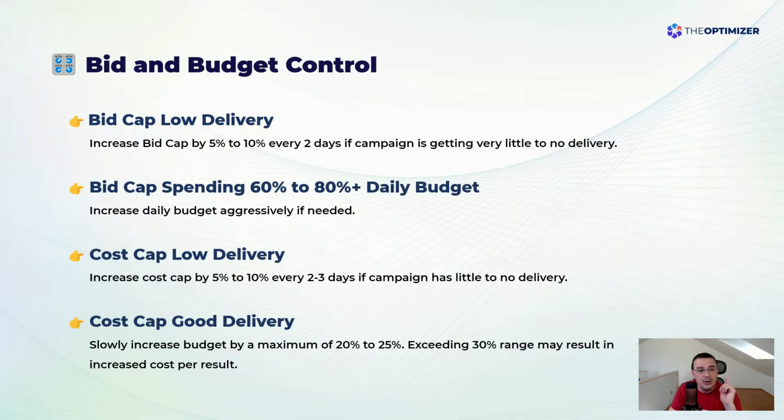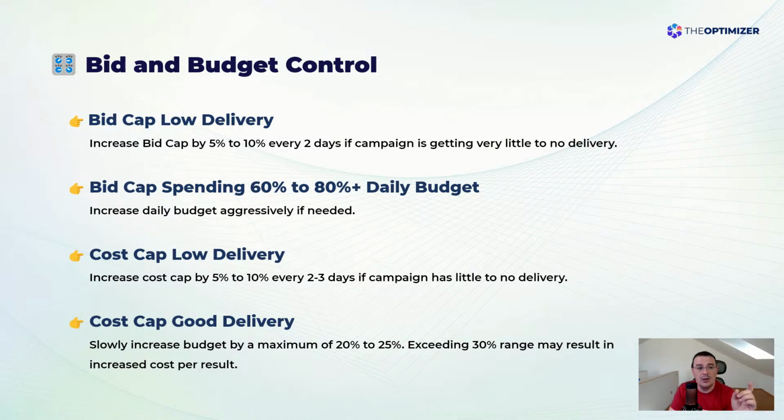So on cost cap, don't scale the budget by more than 20 to 25%. If you do so, your CPA will increase, and that's generally what happens. Instead, if you're not getting delivery from a cost cap, you increase the cost cap by 5 to 10% every 2 to 3 days, and you do that because you want to give enough time to Facebook's algorithm to find the audience that might convert with your bid.